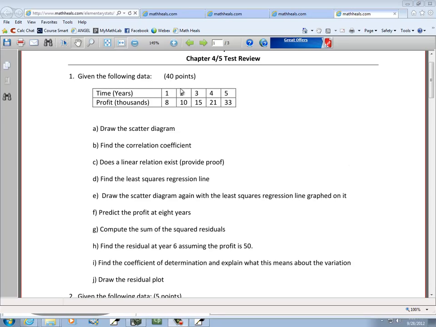Now let's take a look at our first problem here. We're given the following data, time in years, and then profit in thousands of dollars. So that means year one we had $8,000 profit, year two at $10,000, and so forth. First thing we want to do is draw a scatter diagram.